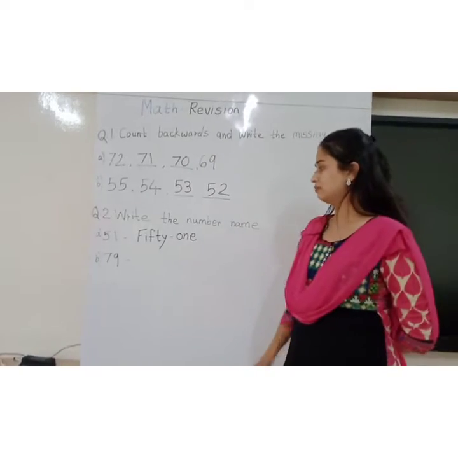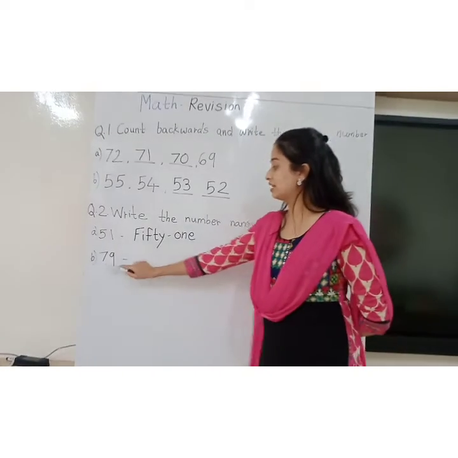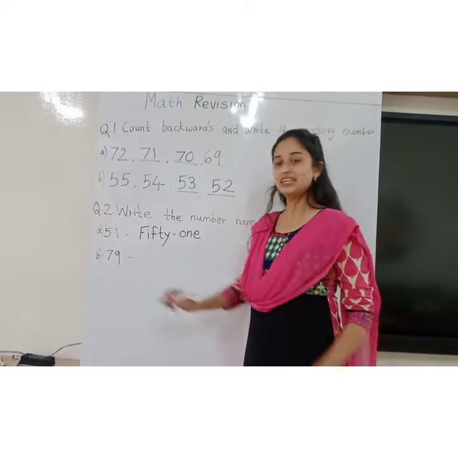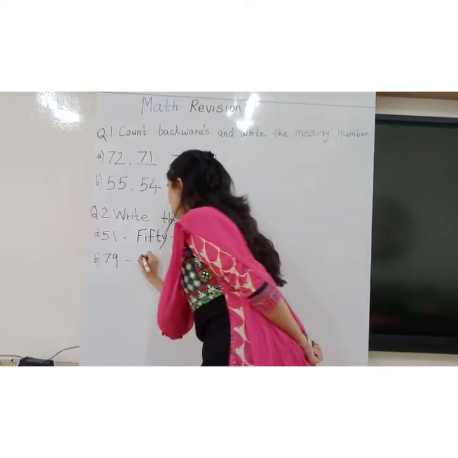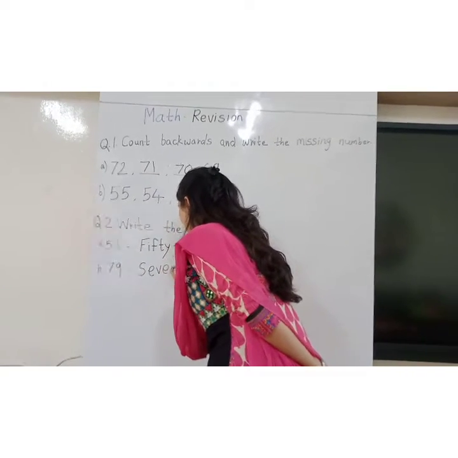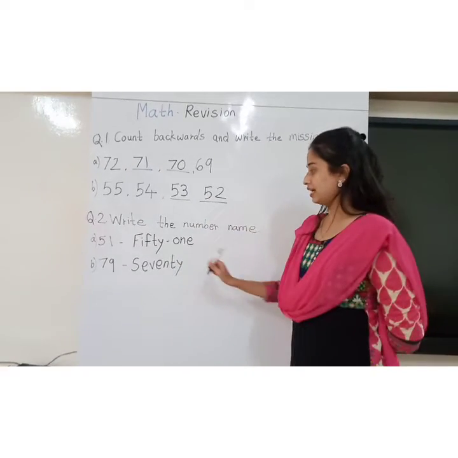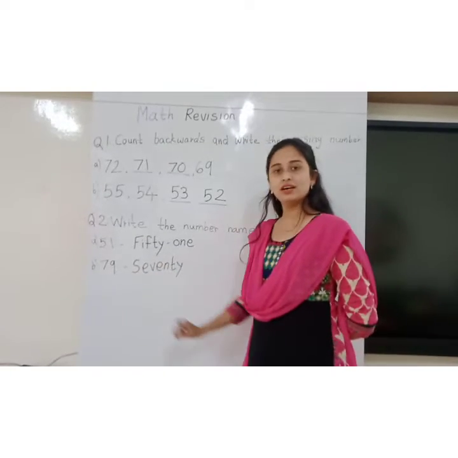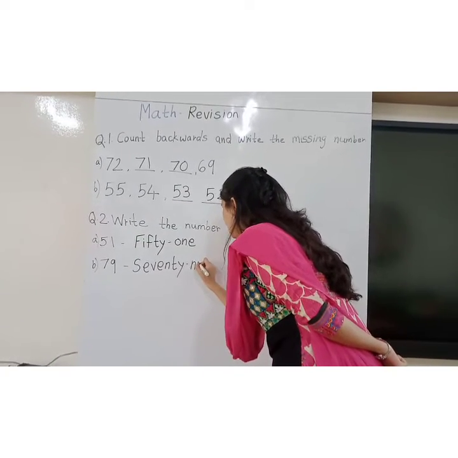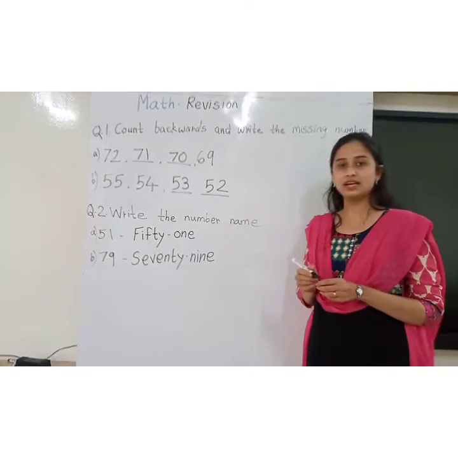To write the number name, it is 79. So again we have to write the number name of 79. So for that, first we will write 70, which is S-E-V-E-N-T-Y, 70. And after that, which is the next number? 9. We will write number name of 9, which is N-I-N-E, 9.